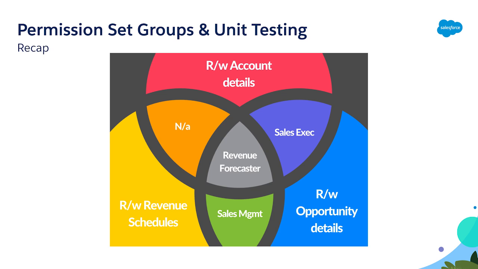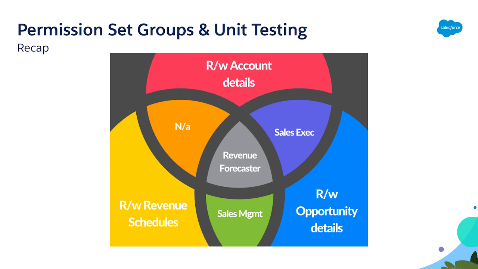If we look at this Venn diagram here, you'll see that the red, blue, and yellow circles represent specific CRUD and FLS permissions defined by 3 individual permission sets. The purple, green, orange, and gray segments represent personas within the company that are represented by permission set groups.